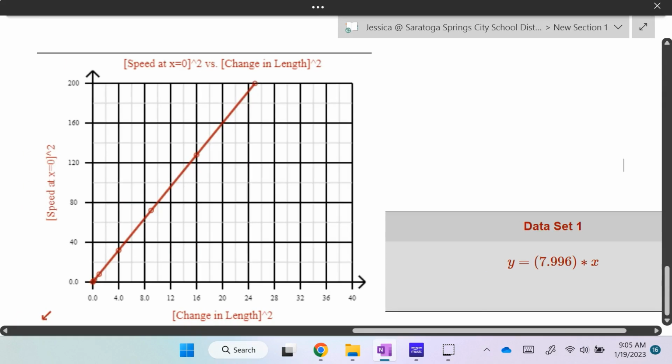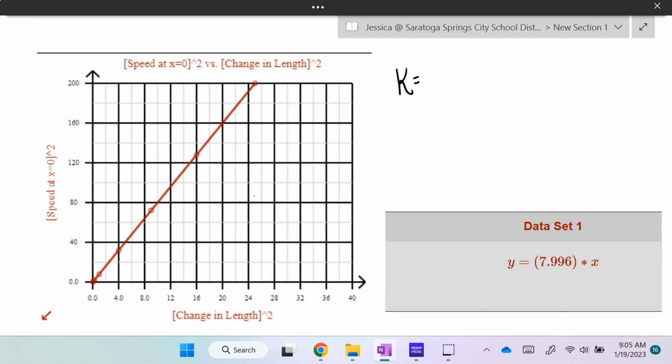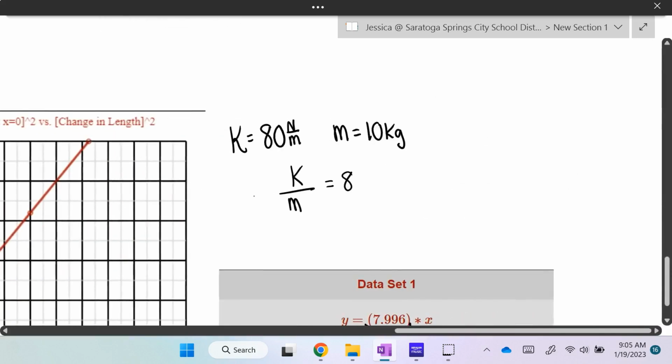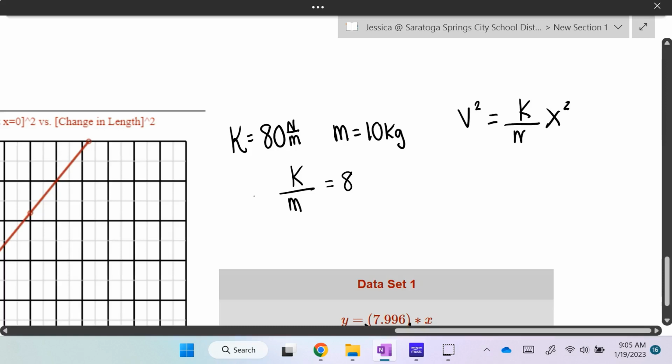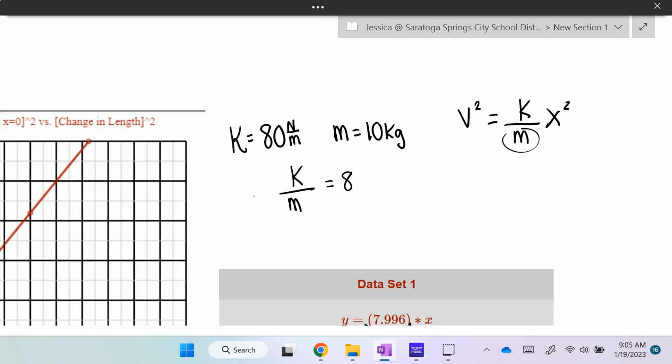7.996. So now I'm going to see if any of the constants in my problem, or any combination of the constants in my problem, give me approximately 8. So I had a K of 80 and a mass of 10. And again, my whole goal is to combine them to give me maybe something around 8. So it looks like if I was to divide the spring constant by the mass, that would give me about 8. Okay. So what that tells me is that when I graph v squared versus x squared, my slope is the stiffness of the spring over the mass of the block.